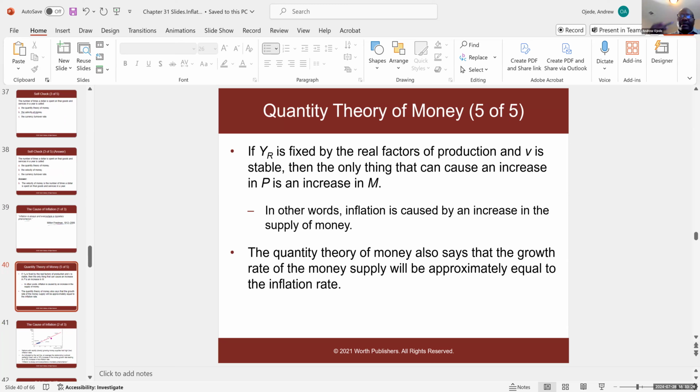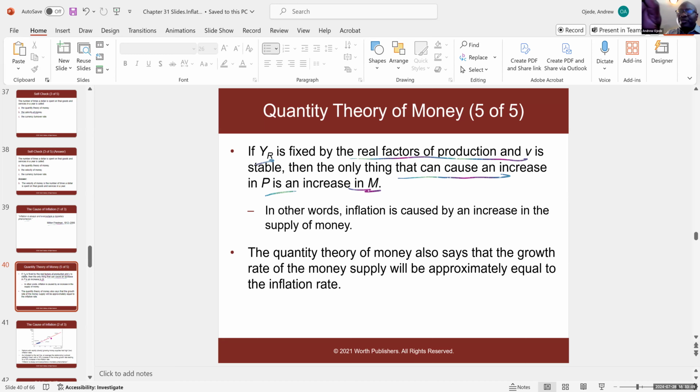So if real GDP is fixed by the real factors of production and V is stable, then the only thing that can cause an increase in P is an increase in M. We already talked about that. When the Fed doubled the money supply in our example, the price level doubled. So in other words, inflation is caused by an increase in the supply of money.